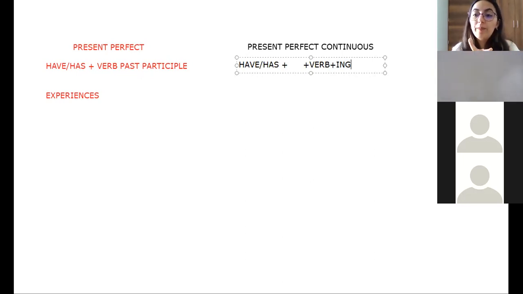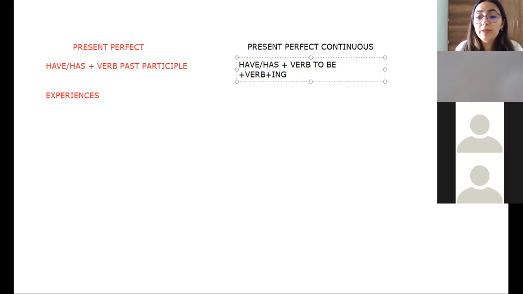Todos los tiempos continuos van a terminar el verbo con ing, pero para que el verbo esté con ing, tiene que estar acompañado o antecedido ¿de qué verbo? Past participle. No. Verbo to be. Todos los tiempos continuos no son continuos si no tienen un verbo to be y un verbo con ing. Sí, los dos van juntitos, van de la mano. So, we need the verb to be. In this case, the verb to be is going to be in past participle. Esa es la particularidad de este tiempo. Sí, que el verbo to be va a estar en su forma en pasado participio.